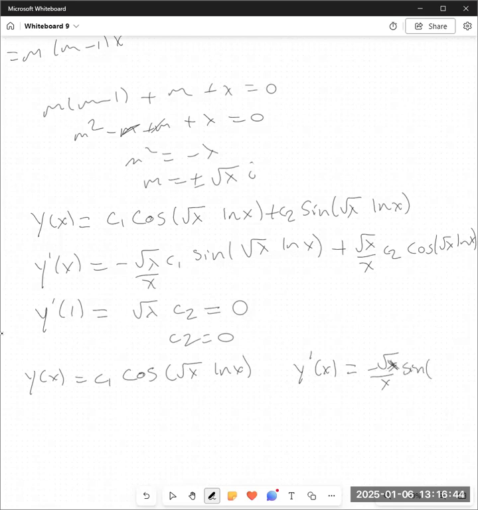sine of root lambda ln of x, and I need y prime of e squared. So y prime of e squared is negative root lambda over e squared sine of root lambda ln of e squared, which is 2 root lambda. So because I have a lambda on the outside, lambda is allowed to be equal to 0 to give me this 0 here.